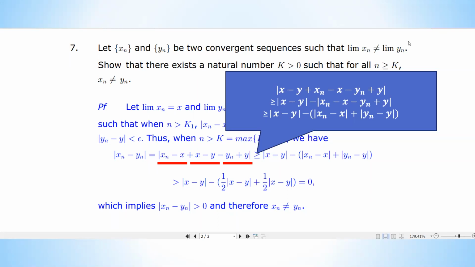Now, why does this give us the result? Because this means that in all the connections in the middle, you have a strict greater than sign. So this implies that the absolute value of xn minus yn is strictly greater than 0. So this shows that xn is not equal to yn. So that's the solution. Okay, so you can study it by yourself. So this is how we handle number 7.